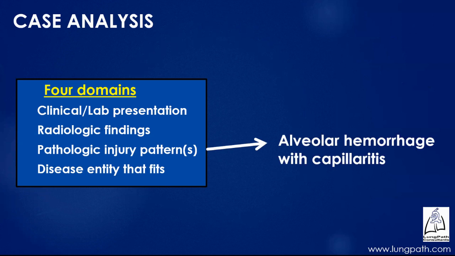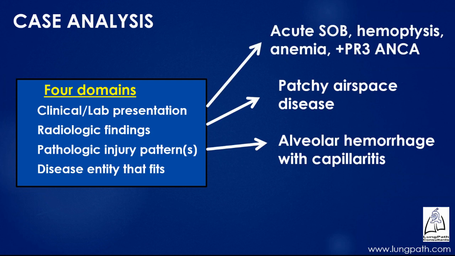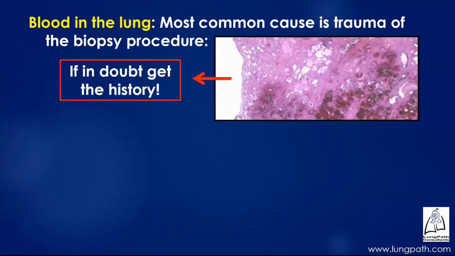So if we go back to our four domains on the case that we just looked at, we have a pathologic injury pattern of alveolar hemorrhage with capillaritis. There's lots of things that can cause that, so we need more information. Radiologically, there's patchy airspace disease. In this case, that's not very helpful. There's acute shortness of breath and hemoptysis and anemia. Also not that helpful, although anemia tells you that the hemorrhage is significant. And then most significantly, there's a positive PR3 ANCA. And with all that information, then we can come up with a diagnosis of alveolar hemorrhage consistent with granulomatosis with polyangiitis, or what was formerly known as Wegener's granulomatosis.